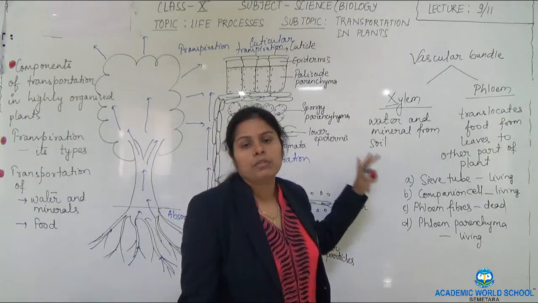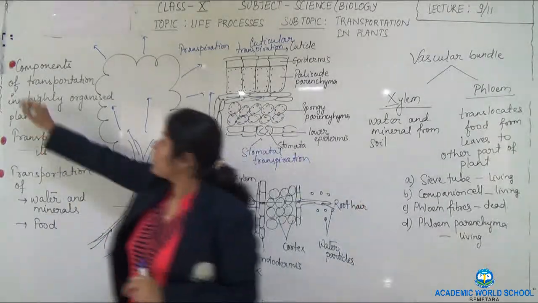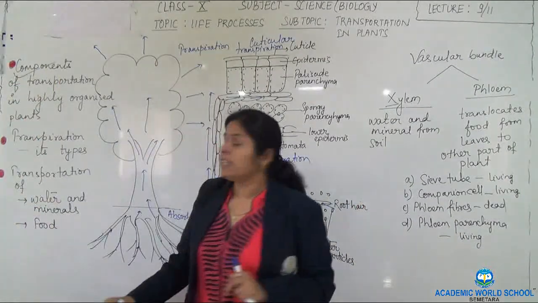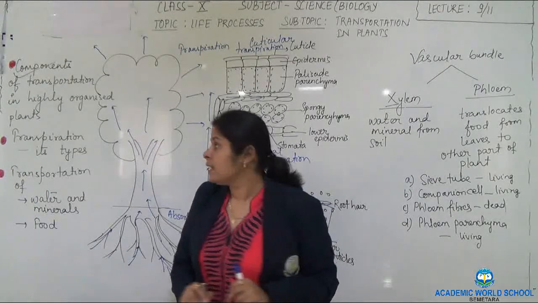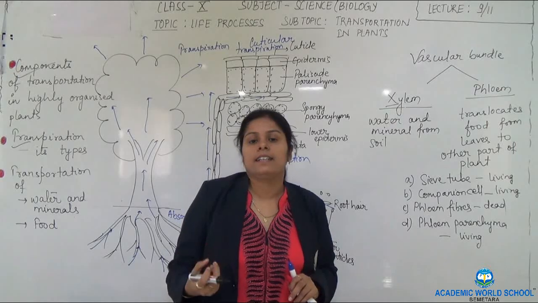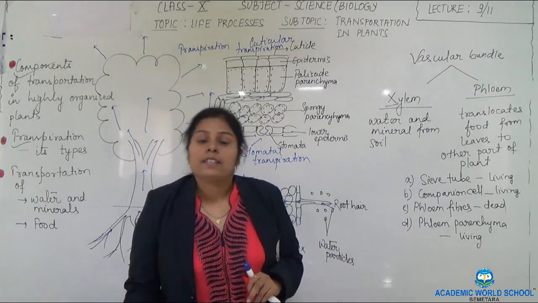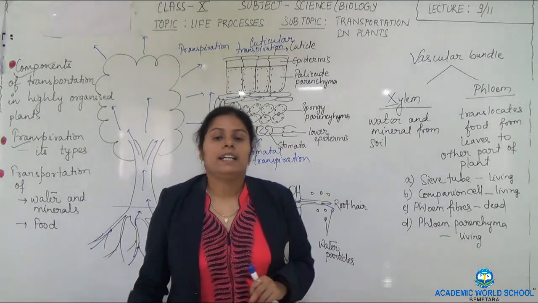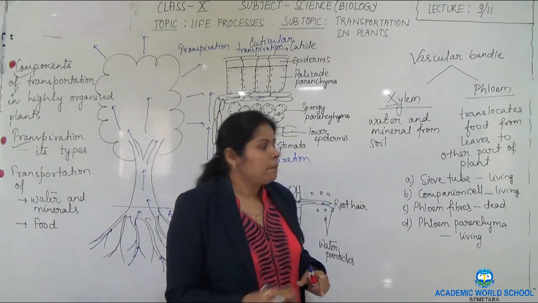So we have understood the first one, the components of transportation in highly organized plants. Second one, we'll understand what is transpiration. First we understand the basic terms so that we don't face difficulty in understanding the transportation in plants.